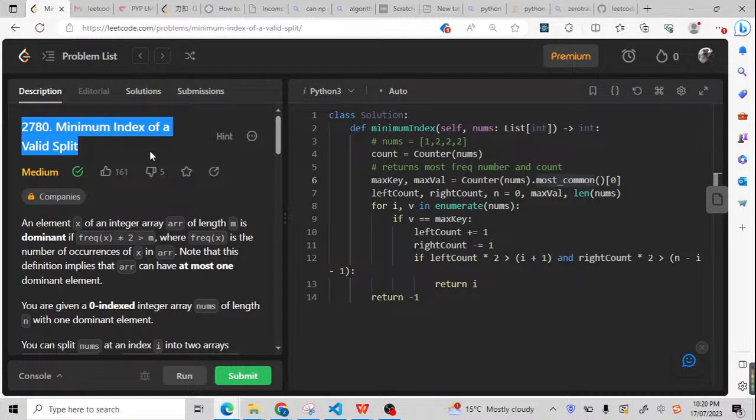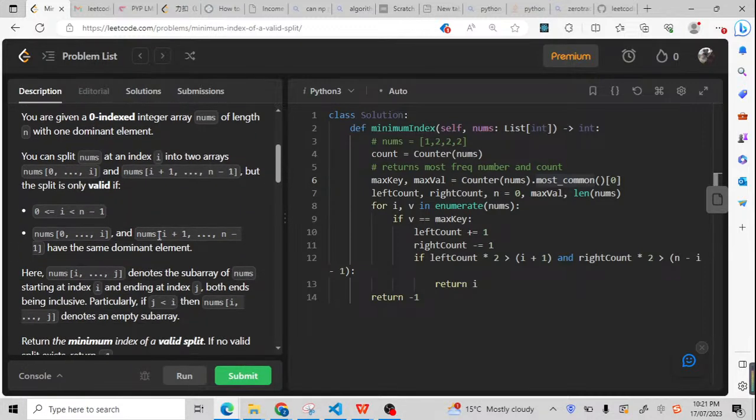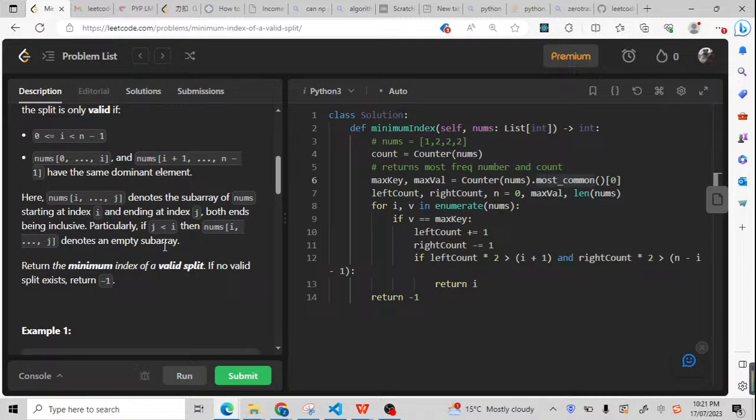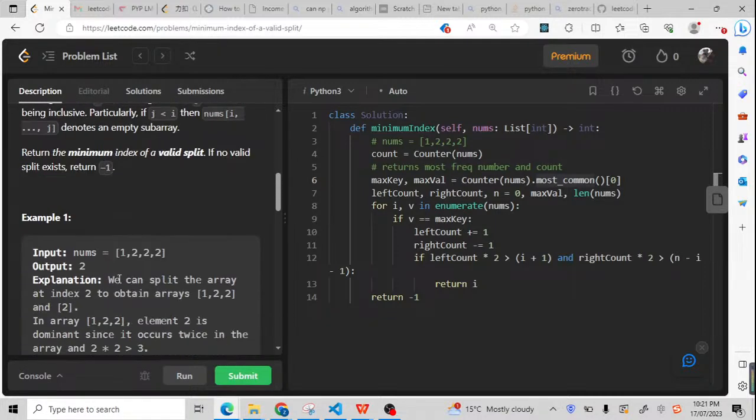Oh, let's try to solve another LeetCode problem. It's 2780, the third problem in the weekly contest. I think this problem is easier than the second because it's basically just applying the formula. It's also easy to understand, although there's a lot of description. You just need to split the array into two.